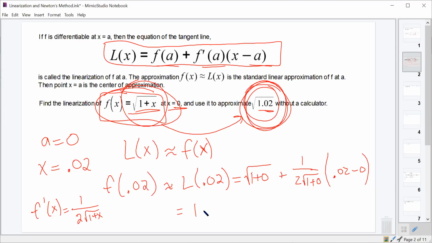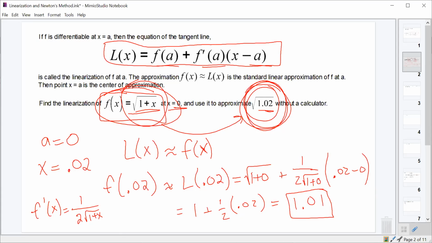That gives us 1 plus, this becomes just a half, right? 1/2 of 0.02. Half of 0.02 is 0.01. And we're going to say that 1.01 is a very good approximation for the square root of 1.02. Now, we might think, well, that just seems kind of stupid. We got 1.01. If somebody asked you, what's the square root of 1.02? You might be like, no, it's about 1.01, right? It doesn't seem like that's a good approximation.